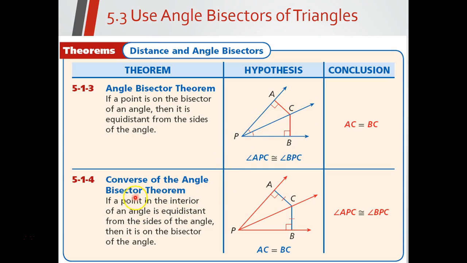Okay, so let's look at the converse of this. Let's look at this picture right here. If we know that this segment on this ray is congruent, if AC is congruent to CB, then we should know that angles APC and BPC are congruent to each other, meaning we know that PC is the angle bisector of APB.